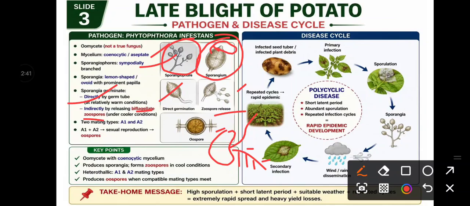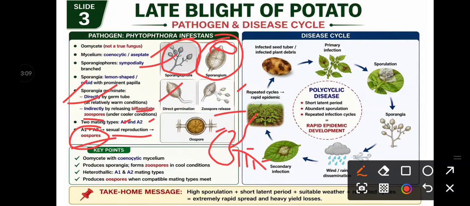Then two mating types are observed. It is a heterothallic one. Okay, A1 and A2. So if both these mating types are present, then only sexual reproduction will occur and it will produce the oospore. So two types of spore it produces: the sporangia or sporangiospore, that is the asexual spore, and the oospore, that is the sexual spore. Okay, so this is about the pathogen.